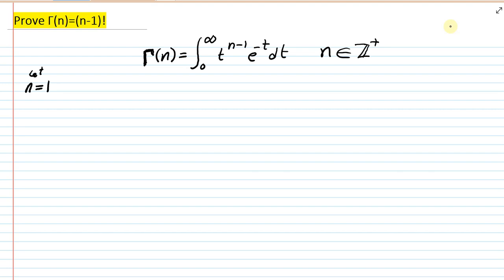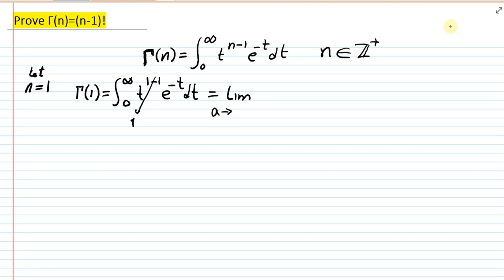So let's start with our base case, as we call it. Let n be 1. We want to know if this is going to work. So when n is 1, in other words, gamma of 1 is equal to the integral from 0 to infinity of t to the 1 minus 1 times e to the negative t dt. Of course, this part is going to be 1 because t to the 0 is 1. And because the upper limit of integration involves infinity, this is an improper integral.